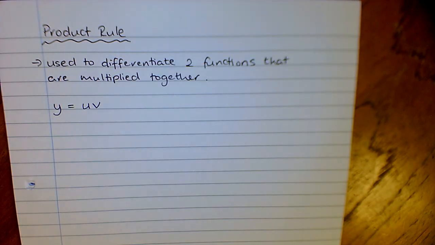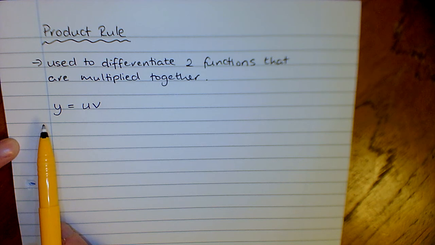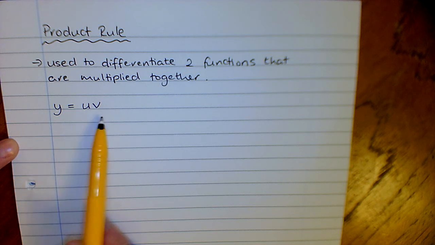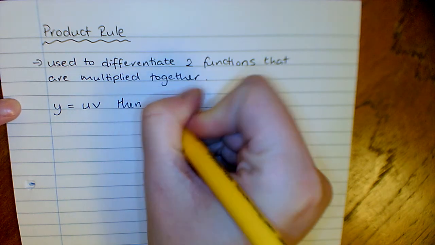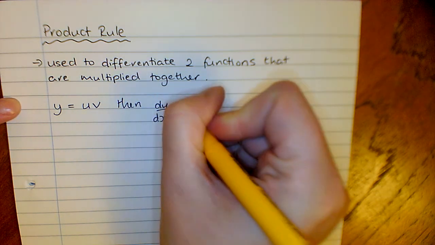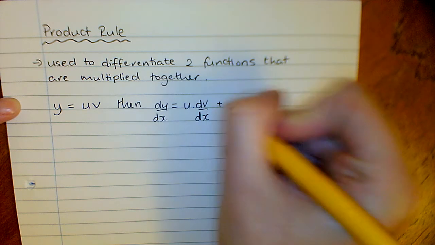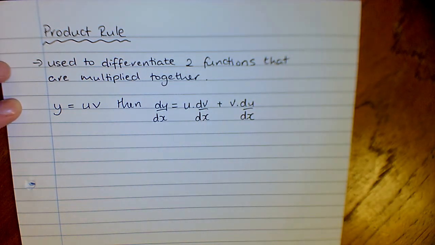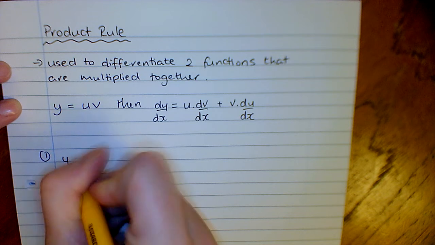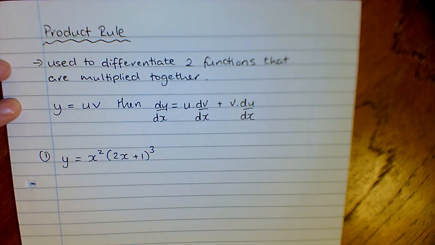We'll look now at the product rule. So this is used to differentiate two functions that are multiplied together. So if we have y equals uv, where u and v are two different functions, then dy by dx is u times dv by dx plus v times du by dx.